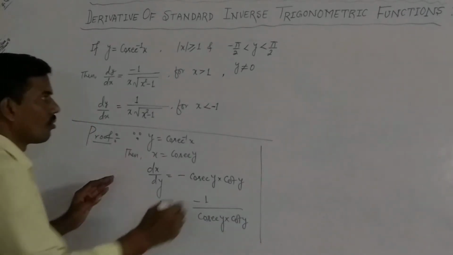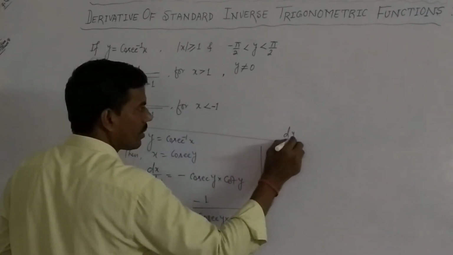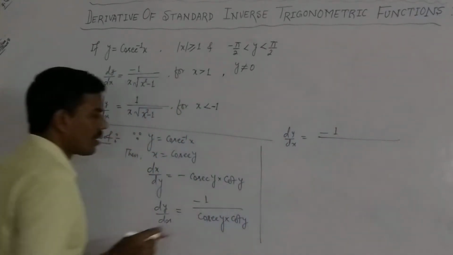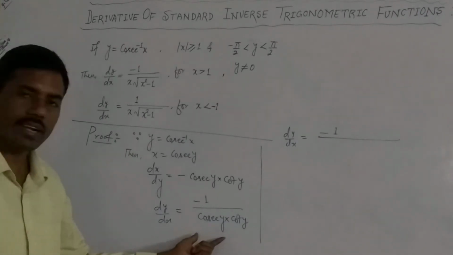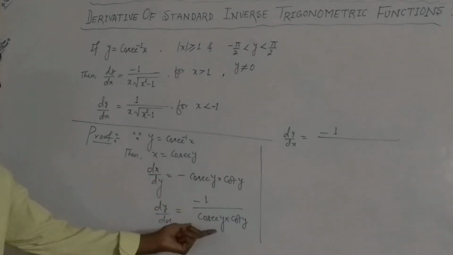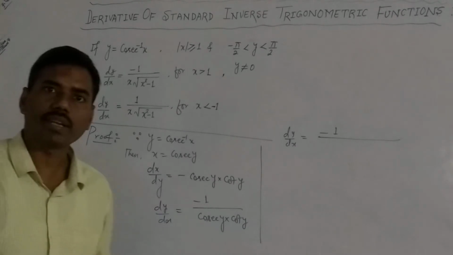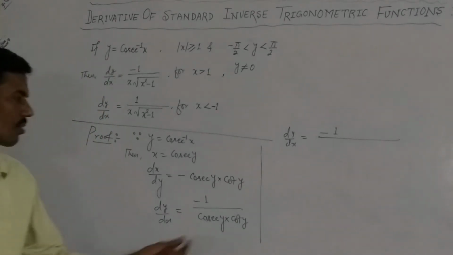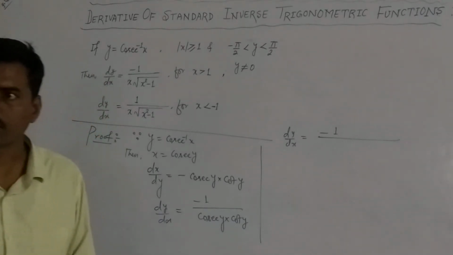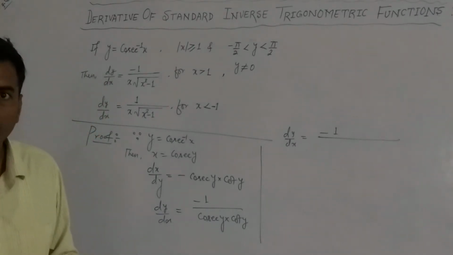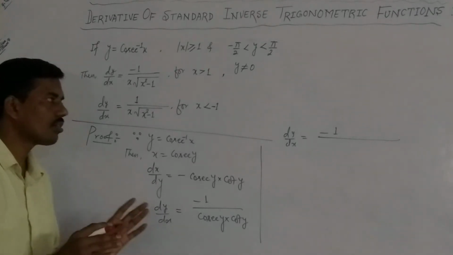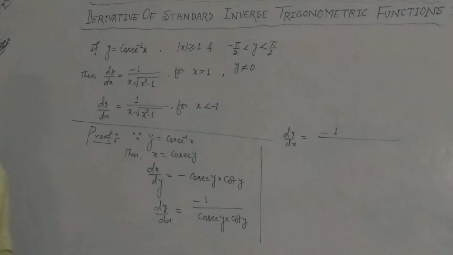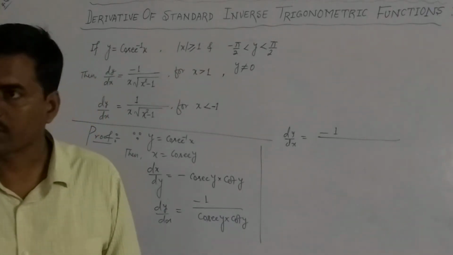We have dy by dx equal to minus 1 upon, since cosec y can be replaced by x directly, but there is no direct relationship of cot y with x. Why are we saying this? Because we have to find dy by dx in the form of x. We need the derivative in the form of x.